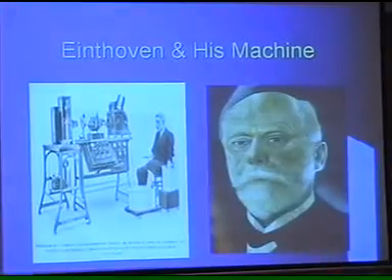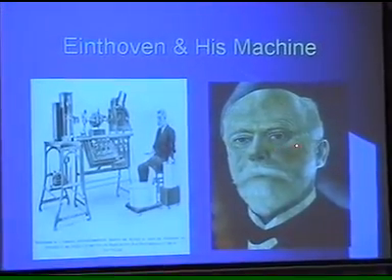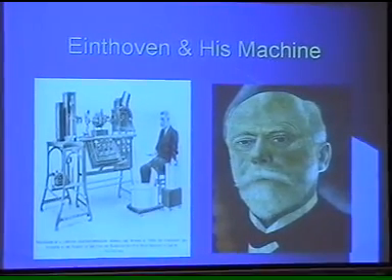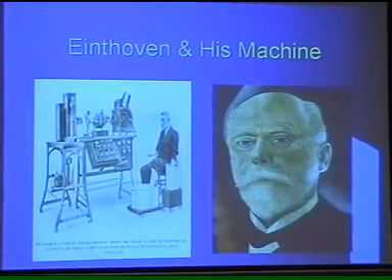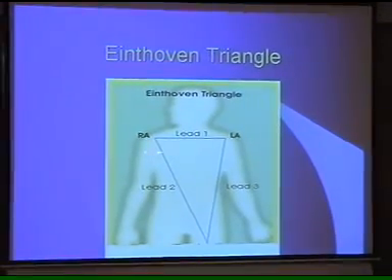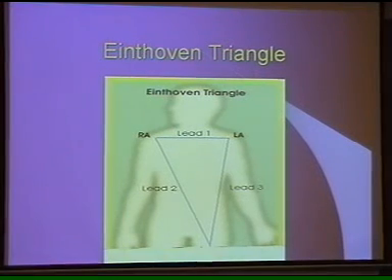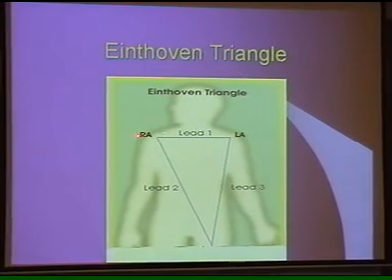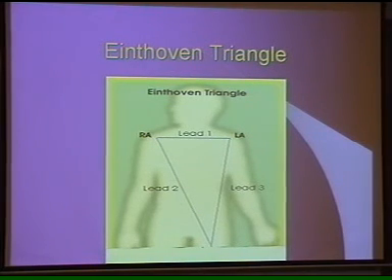Now that's the man, and that's his machine. The whole thing was the ECG in the early part of the last century. Now he introduced the concept of Einthoven Triangle, that the heart is in the center there, and we can pick up the electrical activity.